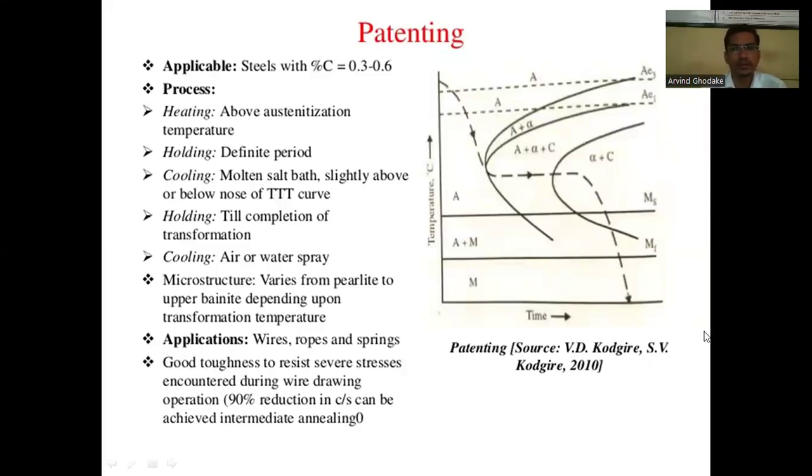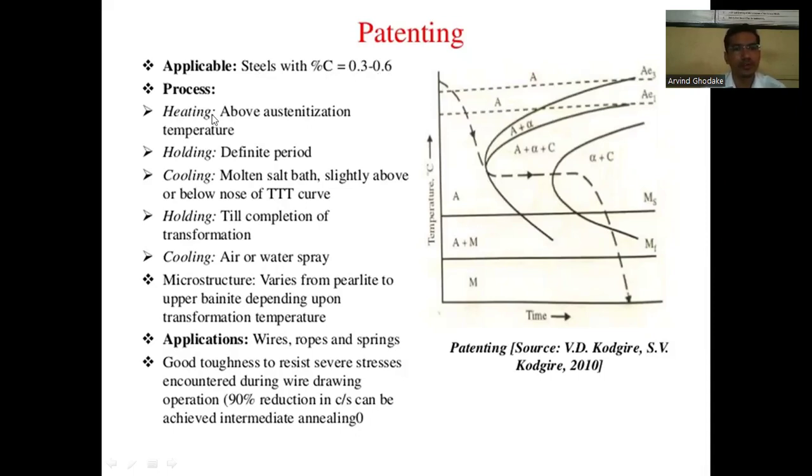So today we will discuss one of the important heat treatment processes, that is patenting. This heat treatment is applicable for steel with a carbon percentage of 0.3 to 0.6%. Then the patenting process includes the following steps.